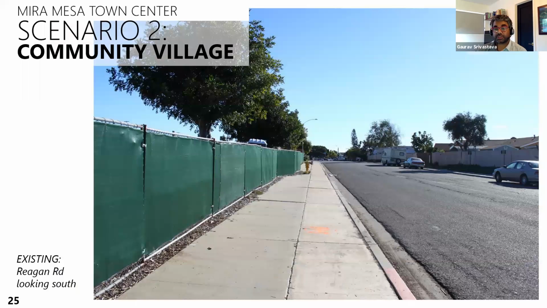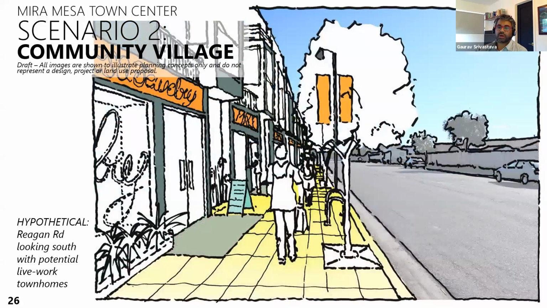This is an existing photograph of Reagan Road looking south towards Mira Mesa Boulevard. On the right, on the west side, you'll see existing single family homes, and the mall is on the left. And if one were to introduce townhomes, these would be 2-story townhomes or live work units that would help retain the residential character of Reagan Road and also serve to create a transition zone between the commercial uses that occur behind these townhomes.